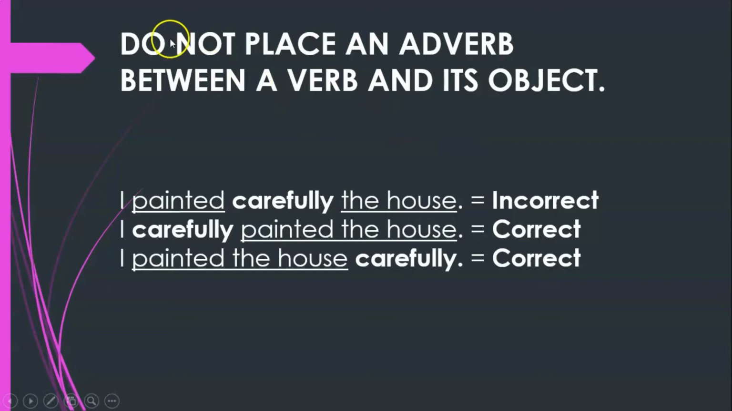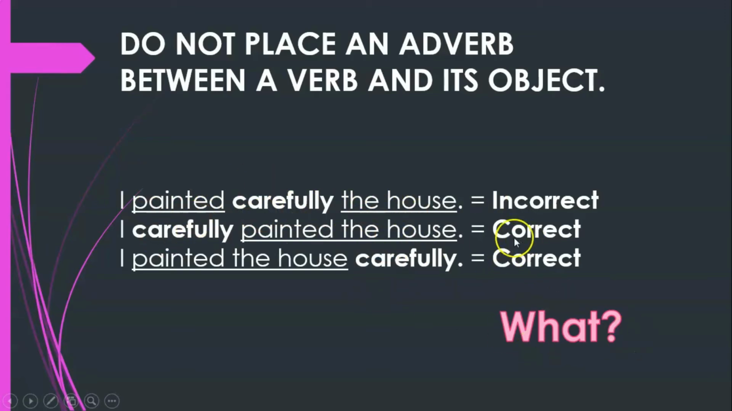This is very important. Do not place an adverb between a verb and its object. This is the only position that adverbs cannot have. Let's look at this sentence that is incorrect. I painted carefully the house. It sounds correct, but grammatically it is not, because here the object is house, and I cannot place the adverb between the verb and its object. How do we identify the object? By asking the question what? What did he paint? Oh, the house. So that's how we can identify the object.